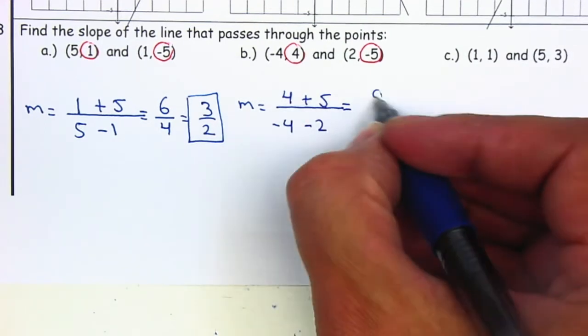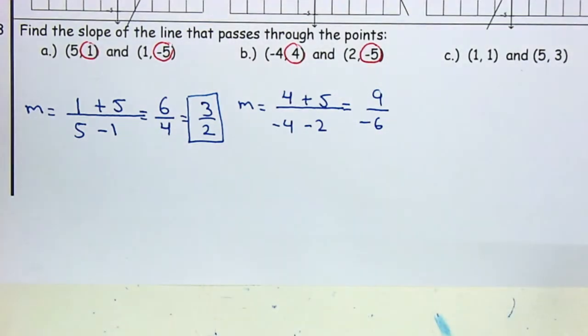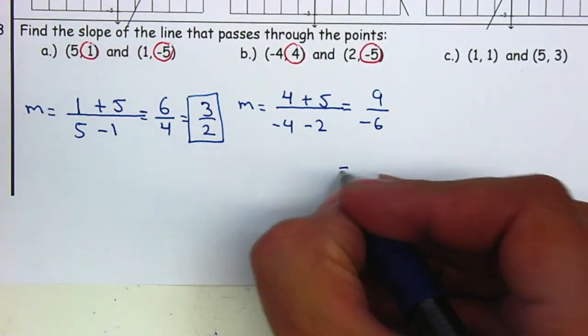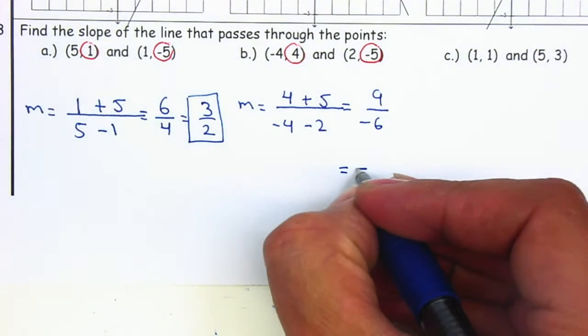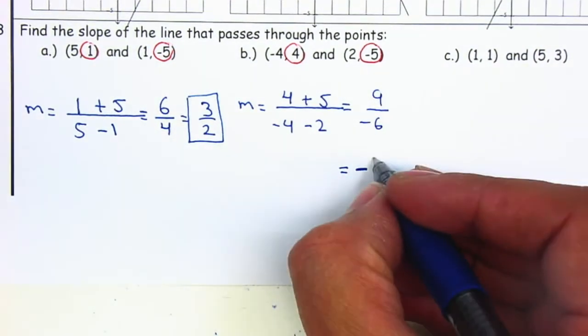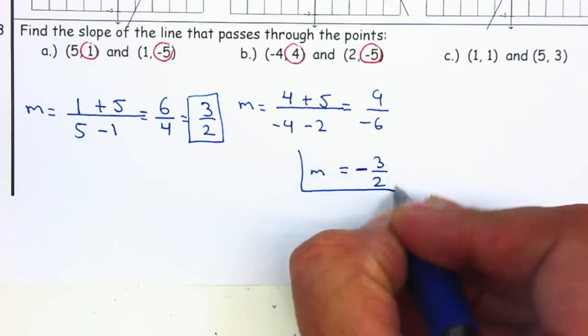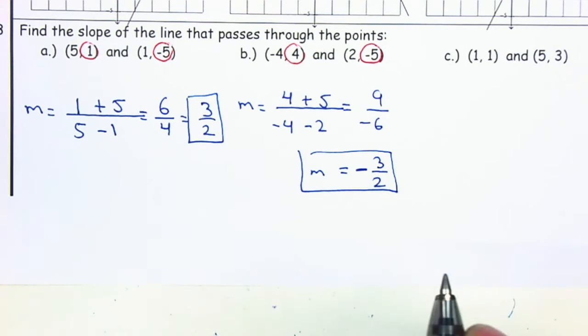So from here, that'll be 9 over negative 6. From here, we can reduce it. So positive divided by negative, we know it's going to be a negative. We can divide each by 3, so it gives you negative 3 over 2. So that is your slope.